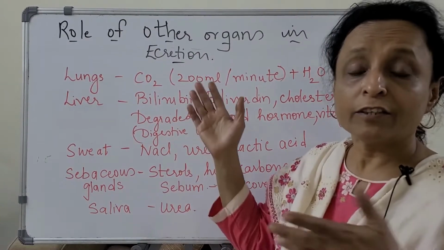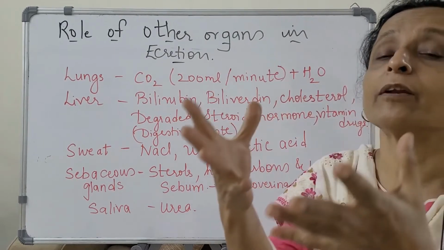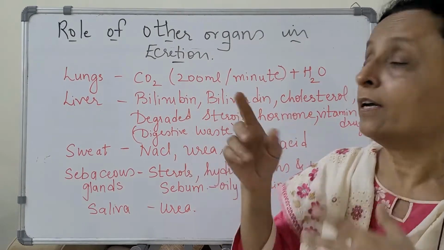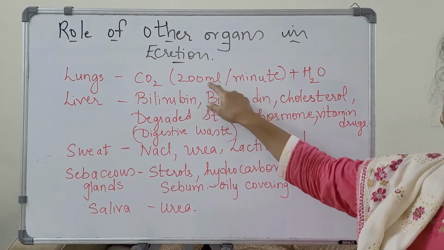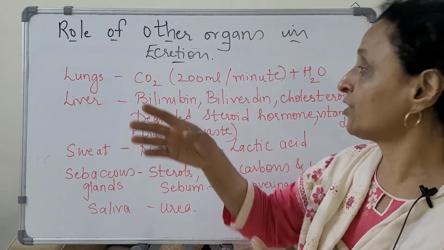Now, the role of the other organs in excretion. The lungs give out carbon dioxide and water vapor. The amount of carbon dioxide is 200 ml per minute. It gives out carbon dioxide, which is a waste substance.